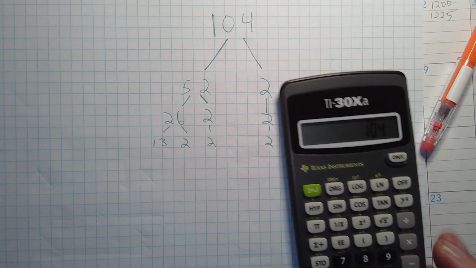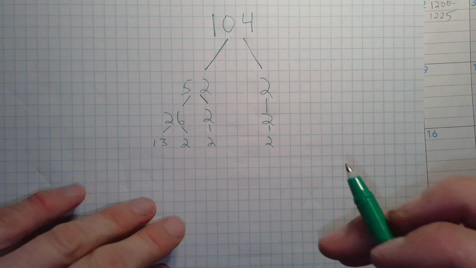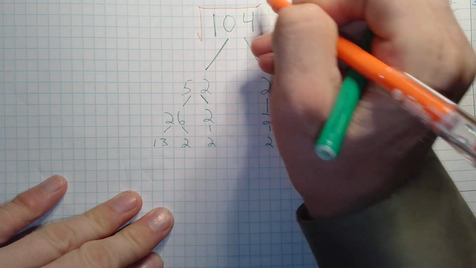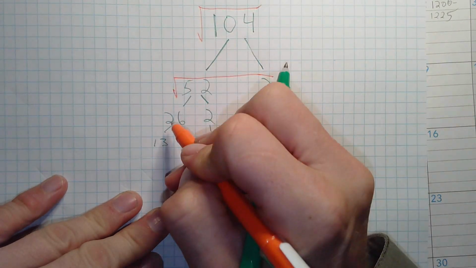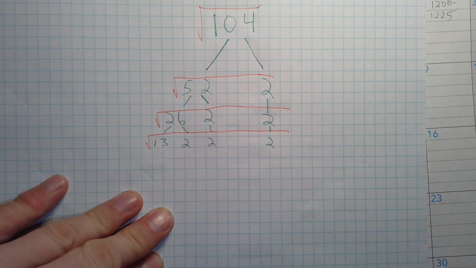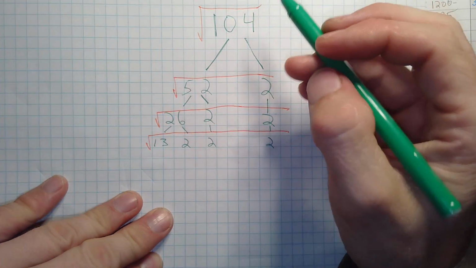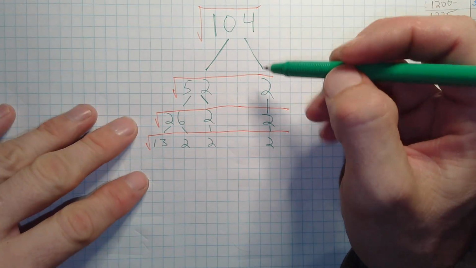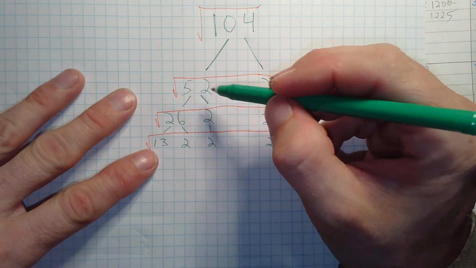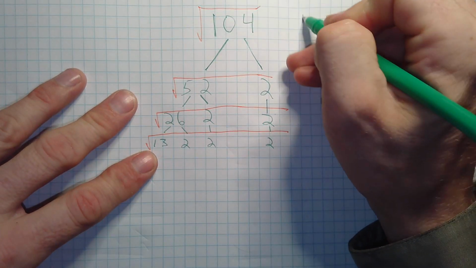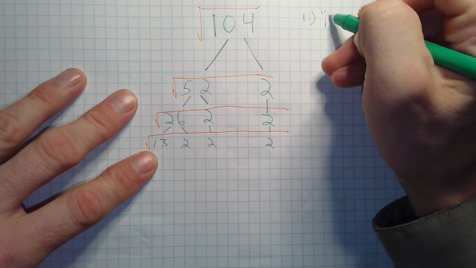Great. Now, let's say that this was all under a radical. This is the square root of 104. Well, I need to find a square, something squared, to pull out of it. I can find a perfect square.